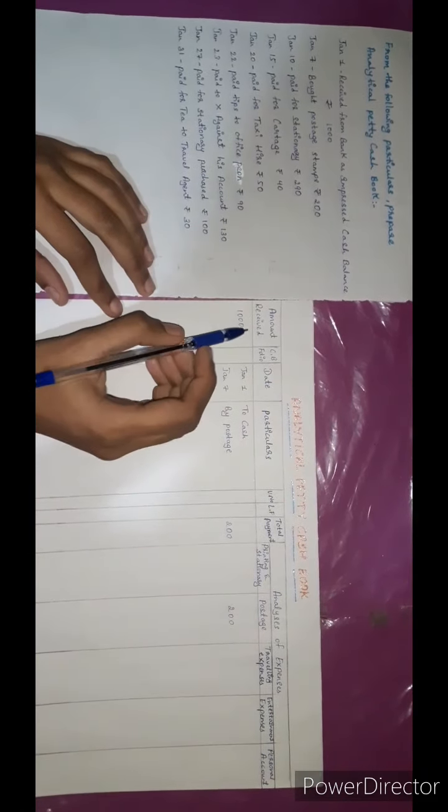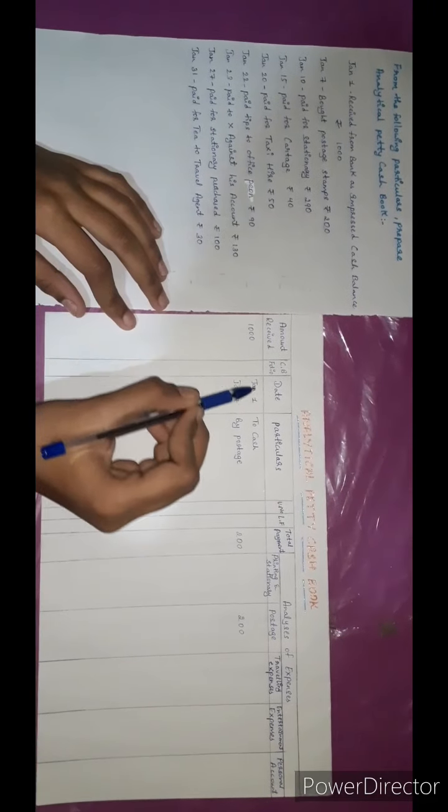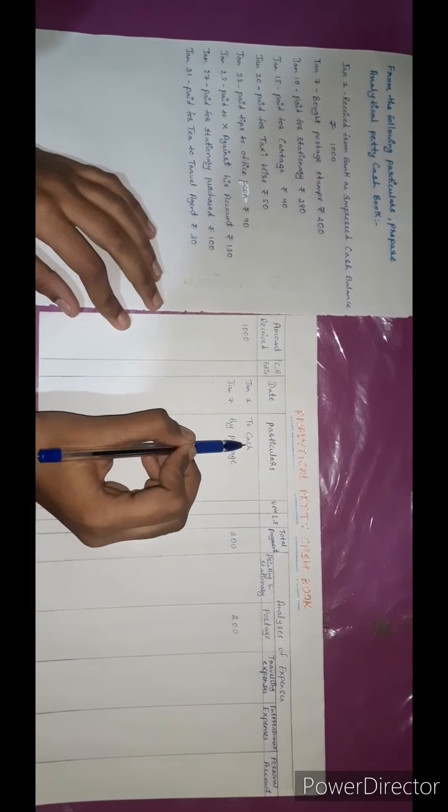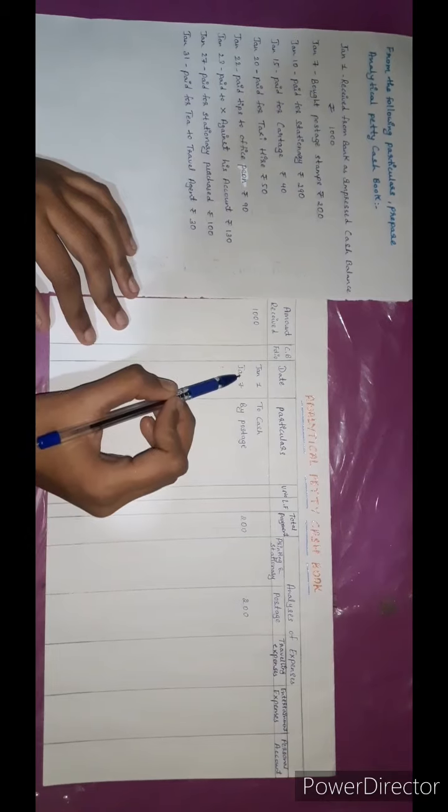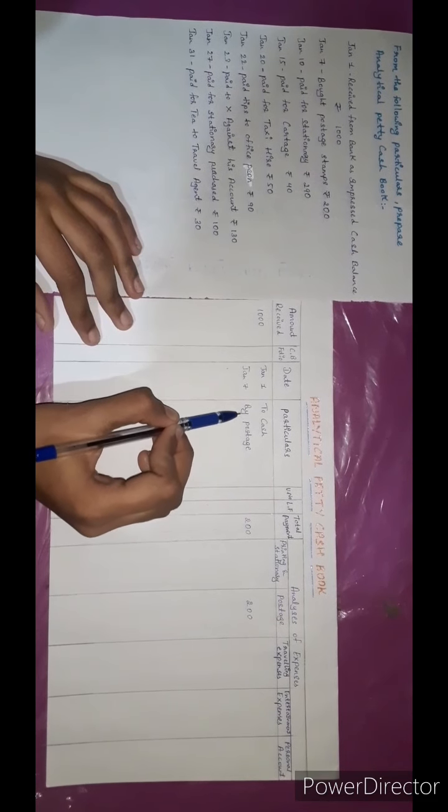So the first one is Jan 1st received from bank imprest cash balance ₹1000. So to make payments, we are receiving amount from bank. So that will be Jan 1st to cash, and the amount received is 1000. And the second one is Jan 7th bought postage stamps ₹200. That means we have to make payment for postage. So it will be by postage. The date is Jan 7th by postage, and the amount is 200, and in postage column also it is 200.